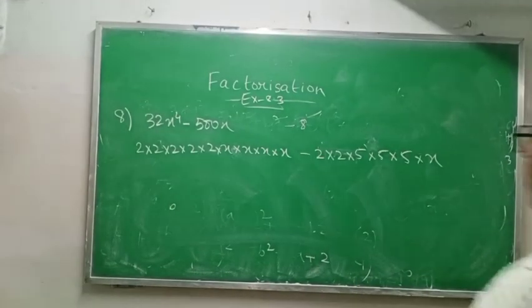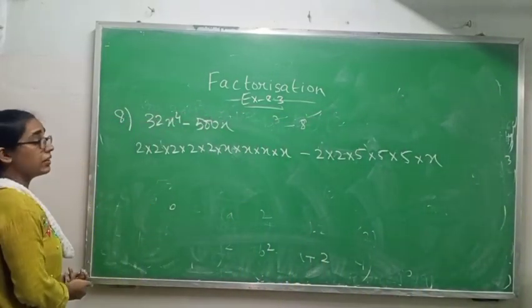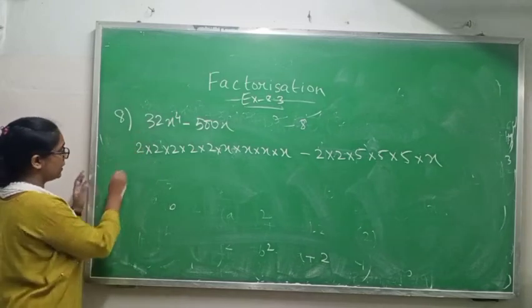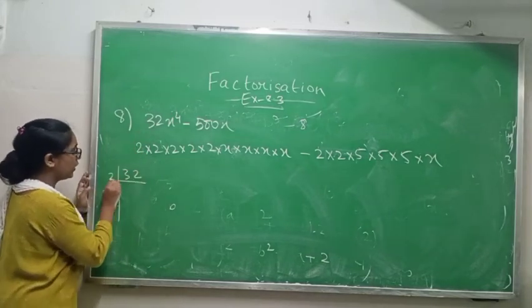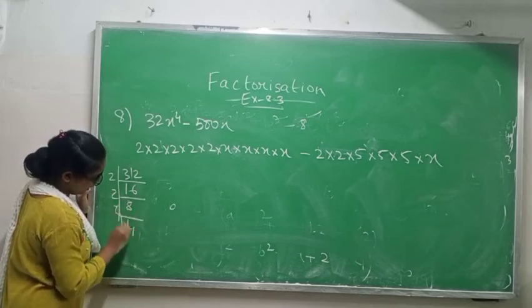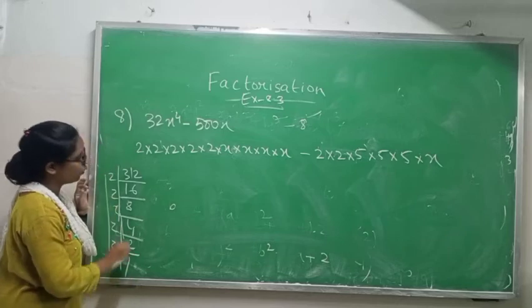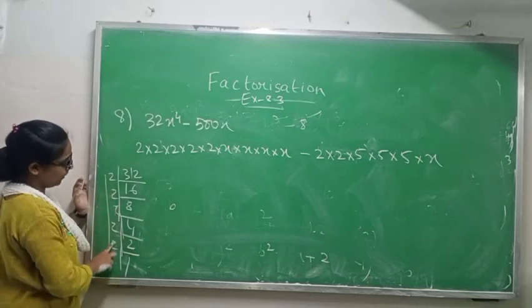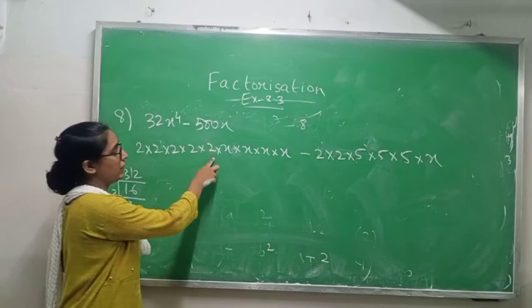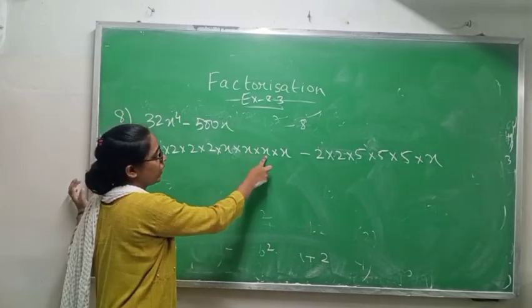Now class 9, see question number 8, it is written 32 x to the power 4 minus 500x. When you will take LCM of 32, you will get 2 1s are 2, 2 6s are 12, 2 8s are 16, 2 4s are 8, 2 2s are 4, 2 1s are 2. How many times you are getting 2? 5 times. 1 2 3 4 5. So I am writing 1 2 3 4 5. And x we have 4 times. That is why I am writing x into x into x into x.